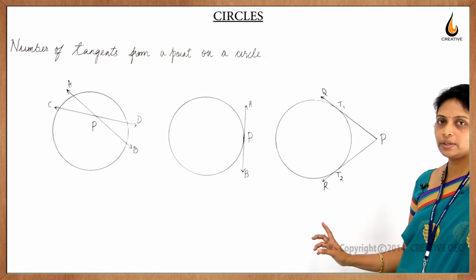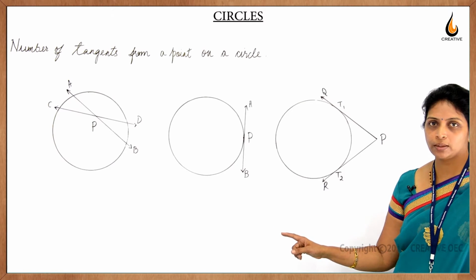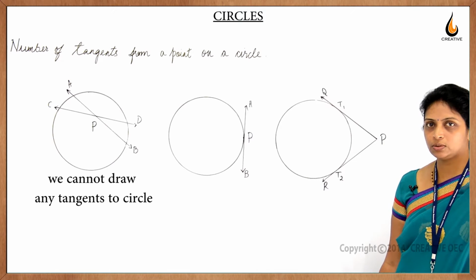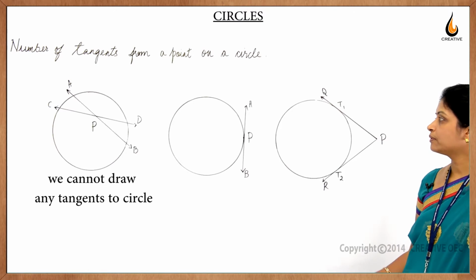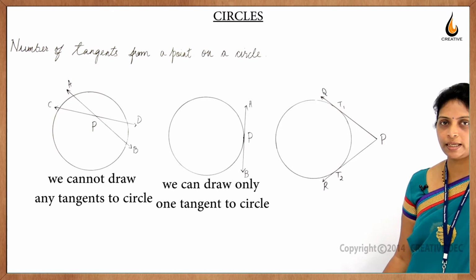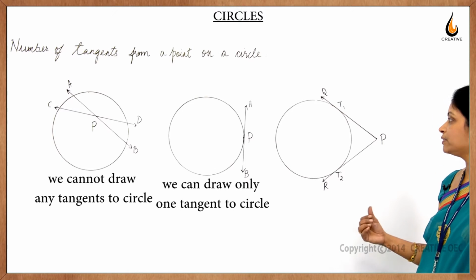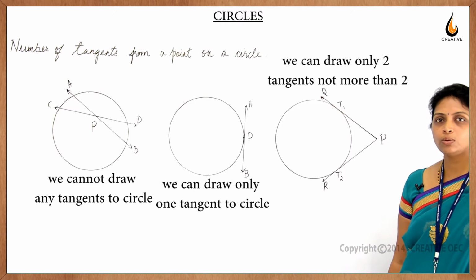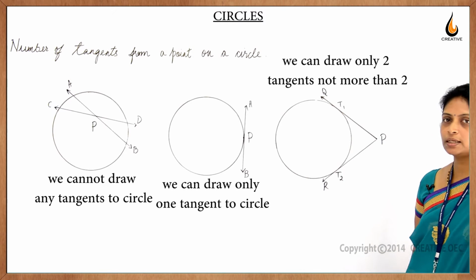Therefore, to sum it up, in the case when the point lies inside the circle, we cannot draw any tangents to the circle from that point. When the point P lies on the circumference of the circle, we can draw only one tangent, and from a point which lies outside the circle, we can draw two tangents and not more than two tangents to the circle from that point.